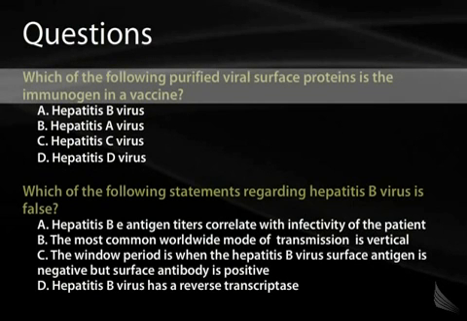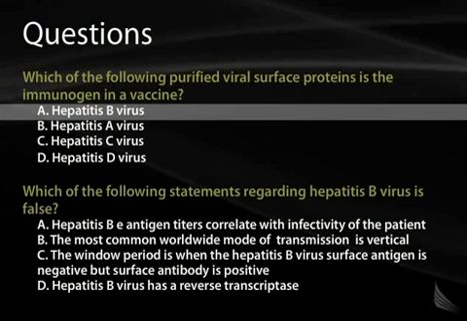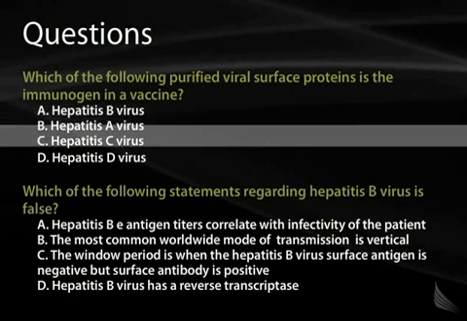Next question. Which of the following purified viral surface proteins is the immunogen in a vaccine? We talked about this before. The best vaccine we have is the hepatitis B virus vaccine, and you have purified viral surface proteins, and that's what you use. So it's hepatitis B, which is answer A.